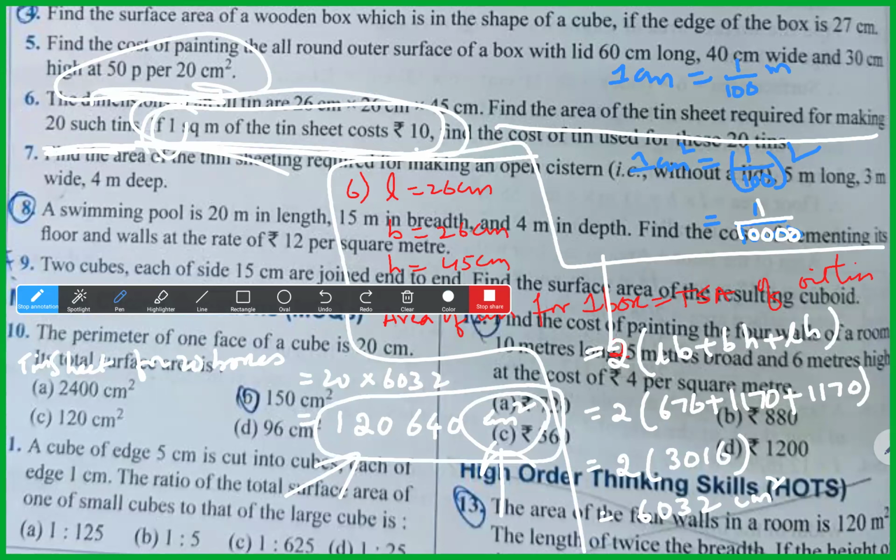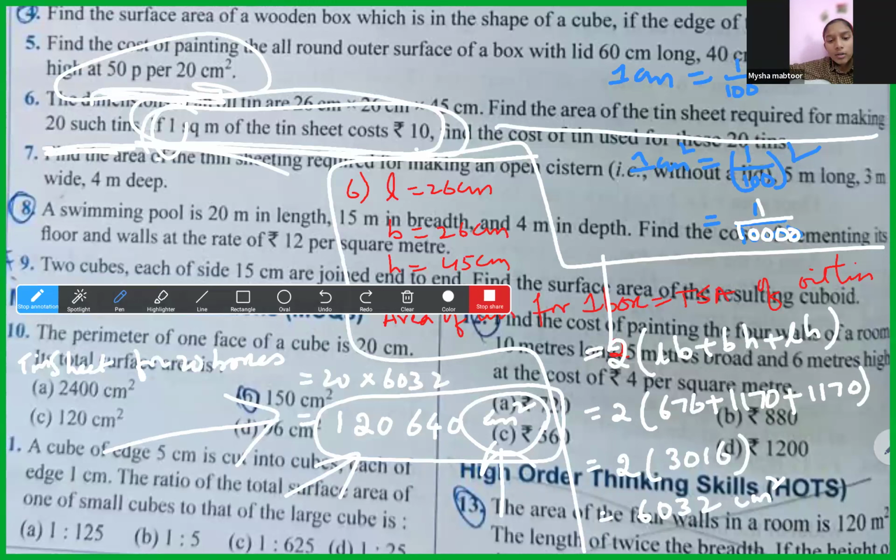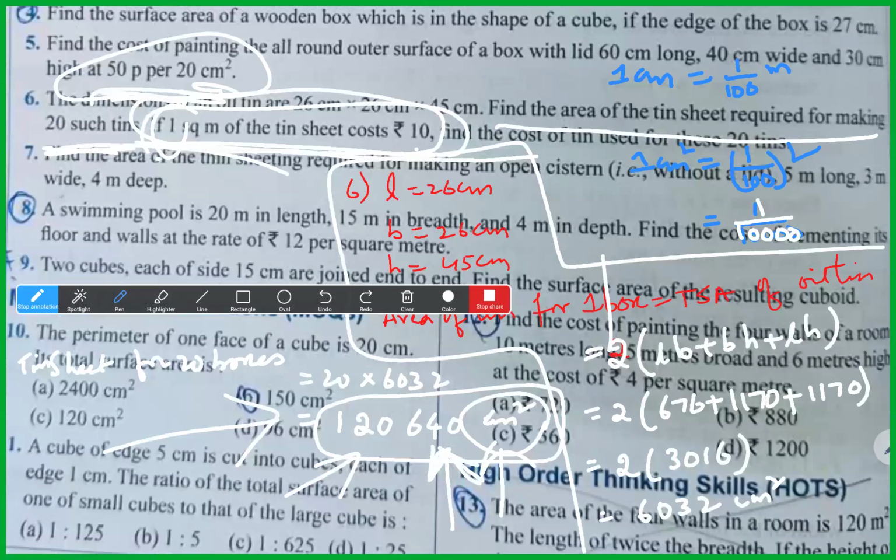What should I do, Pranavi, now? 120,640 by 1,000? 1,000, Maisha? 10,000, 10,000. So why, Pranavi, 10,000? Now I want to convert this to meter square. Into 1 by 10,000. Why, Pranavi, into 1 by 10,000?